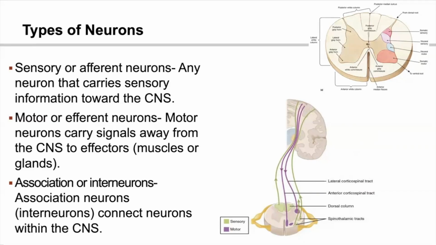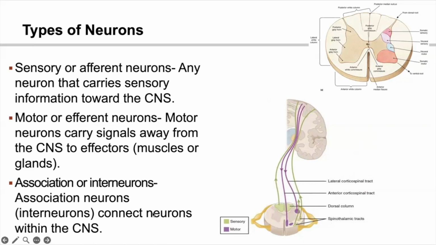Motor neurons, or efferent neurons, carry information from the brain. It can be from the cerebrum, the brainstem, or the cerebellum, and can take information to the spinal cord, which is then distributed to the whole body. So those are motor neurons. Sensory neurons carry information from the different parts of your body to the CNS.